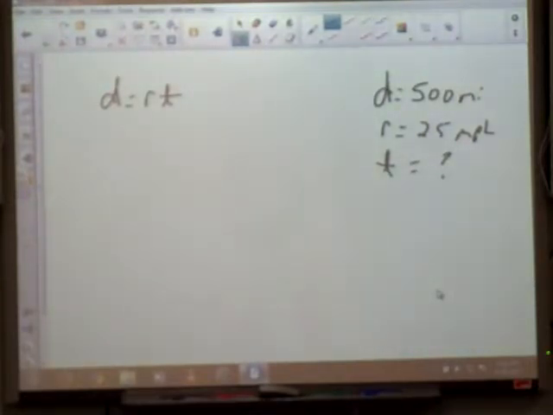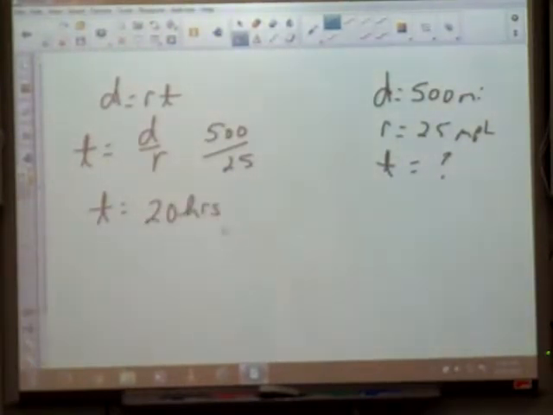Now, what we're intended to do here with this unit, since we're working on transforming formulas, they want us to transform the formula first. In all honesty, it does not matter. But if we're trying to solve this for t, my t is being multiplied by r, so I'm going to divide by r. So time is distance divided by rate. Now, you know your distance. You know your rate. So how long is that taking? 20 hours.